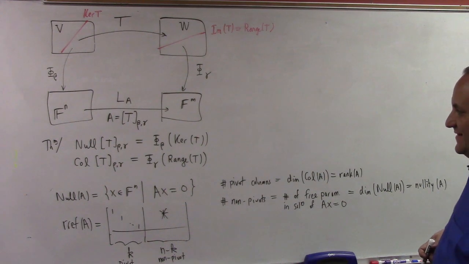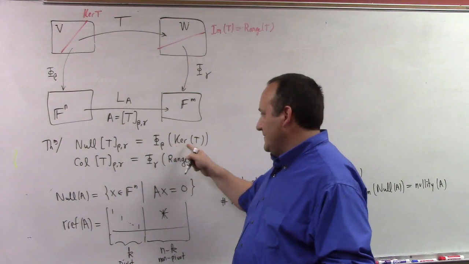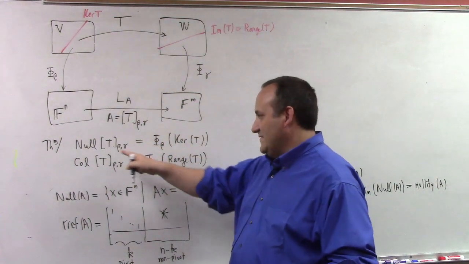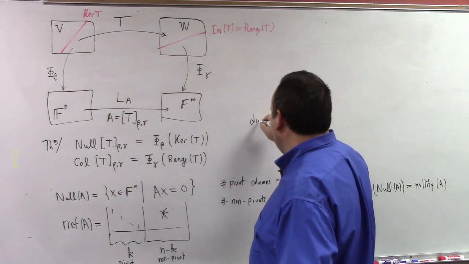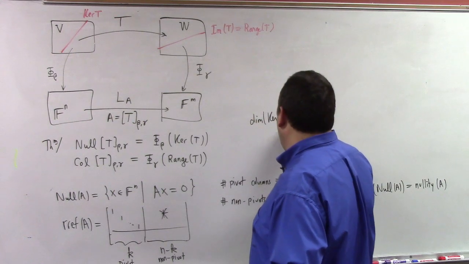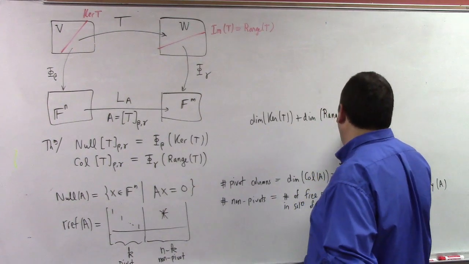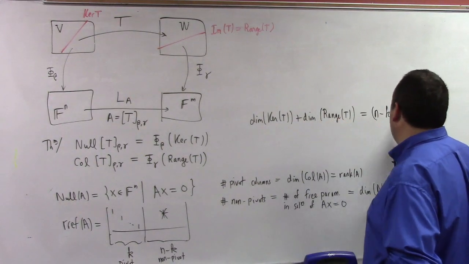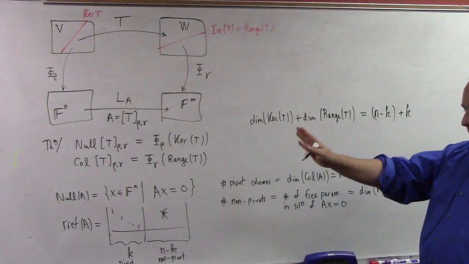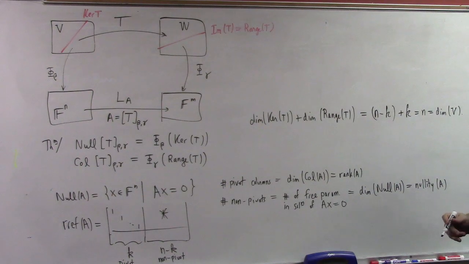so notice, what does this mean? This means the dimension of the kernel and the dimension of the null space, the dimension of the range and the dimension of the column space are the same, right? So this is one way you can prove that the dimension of the kernel of T plus the dimension of the range of T is equal to, well, that's n minus k, and this is k, because they have the same dimension. And that's equal to n, which, by the way, is the dimension of V. So there's the rank nullity theorem.